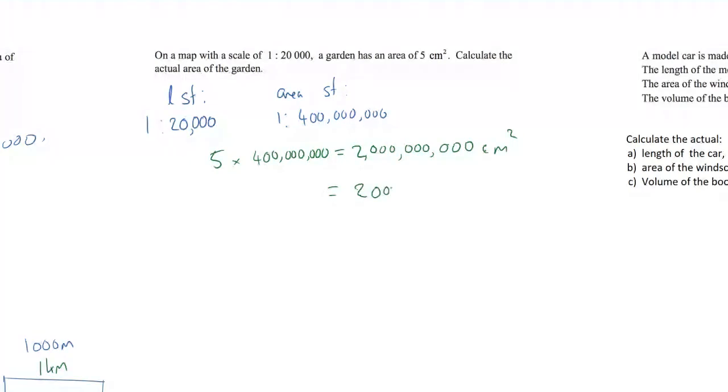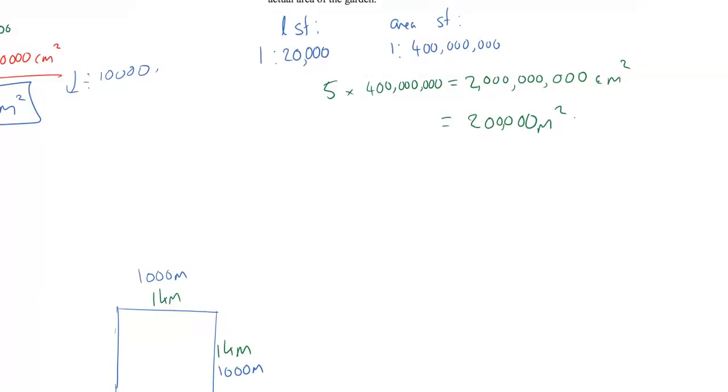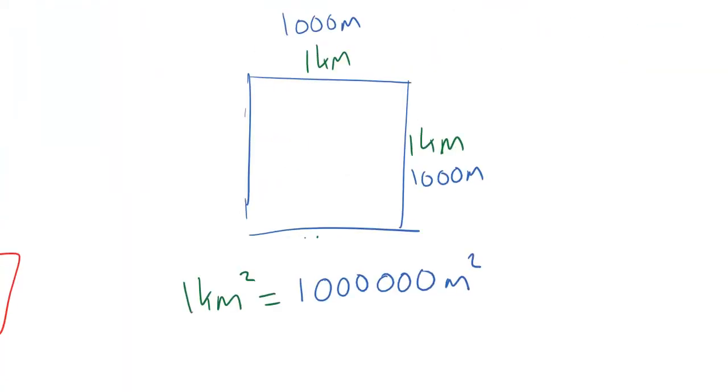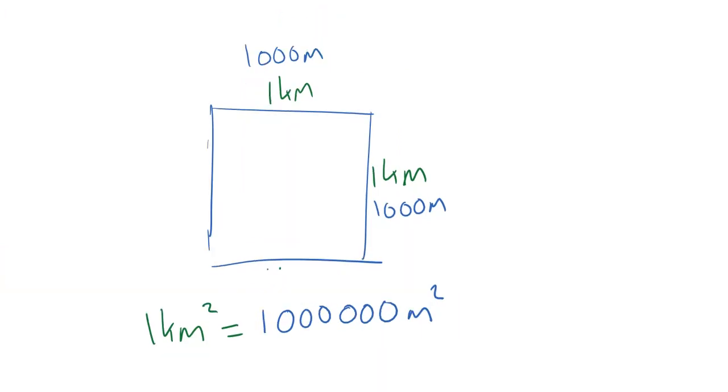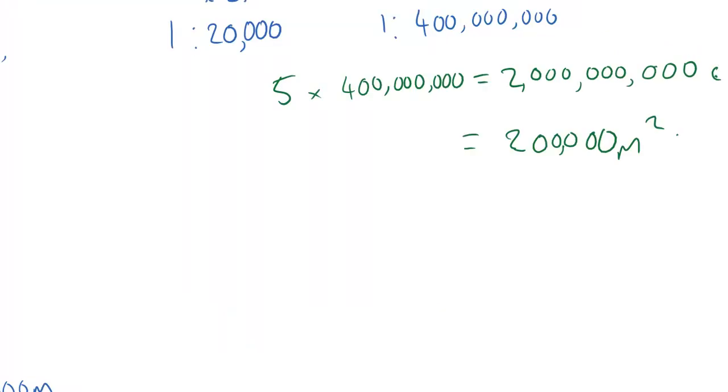Okay, we're going to have 200,000 meters squared. Now if we want to try and convert that to kilometers, remember this picture here: each kilometer is 1,000 by 1,000. So a kilometer squared is going to be 1,000,000, with 6 zeros, meters squared. So if we divide it through by 1,000,000, or take off 6 zeros, we're going to have this in kilometers. We can therefore work this out to be 0.2 kilometers squared.